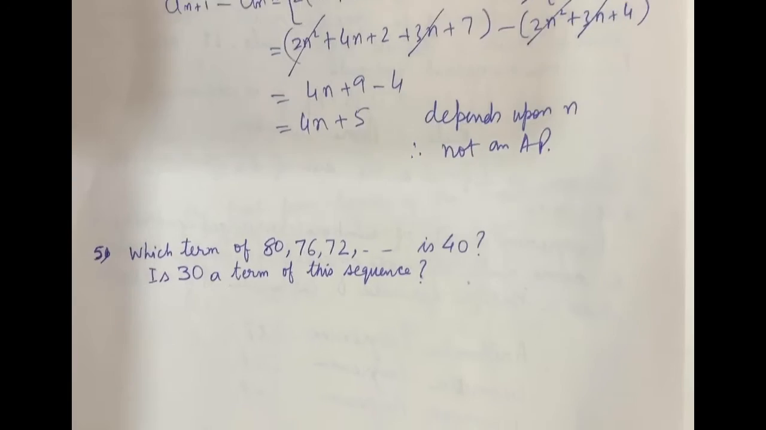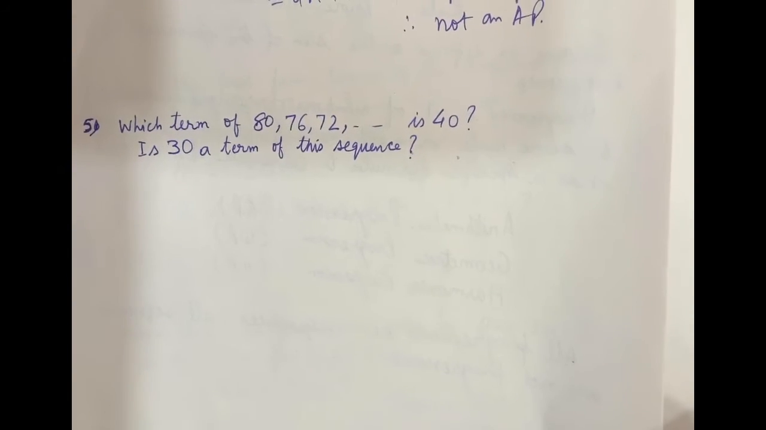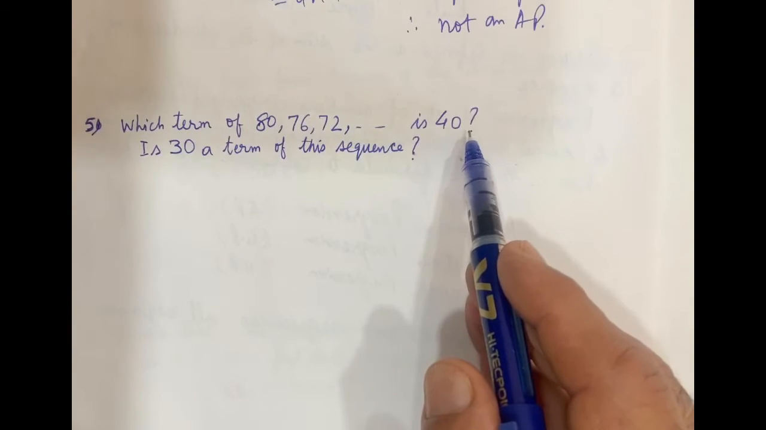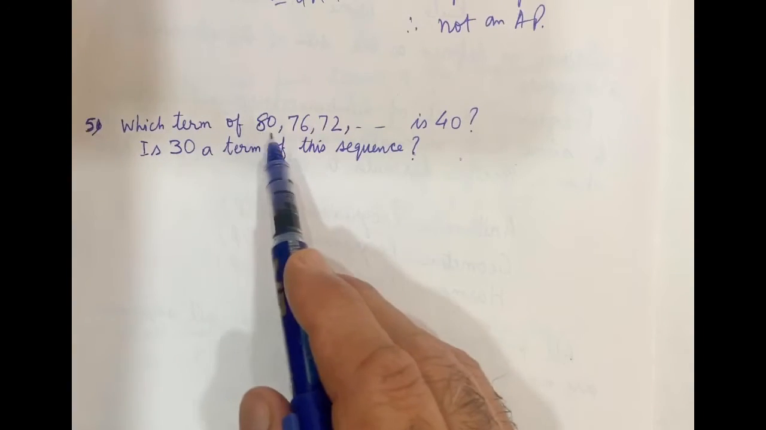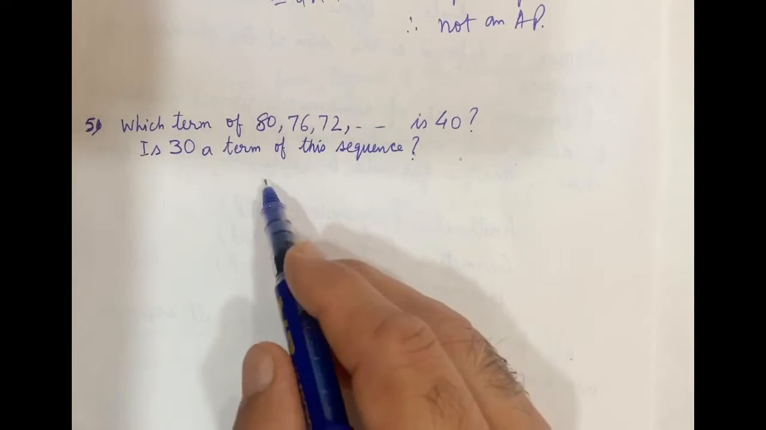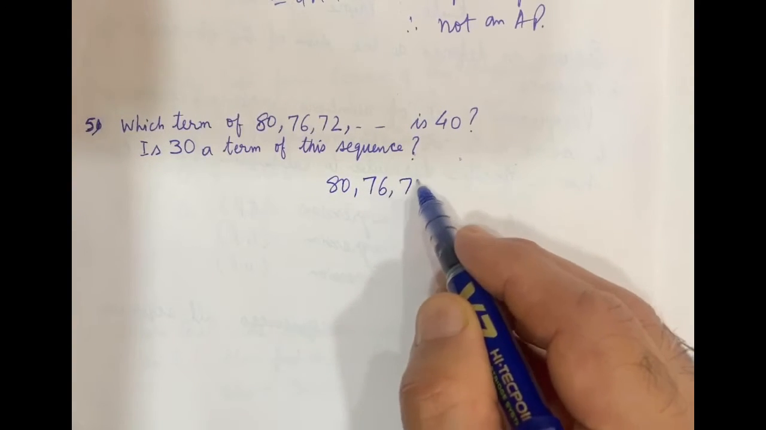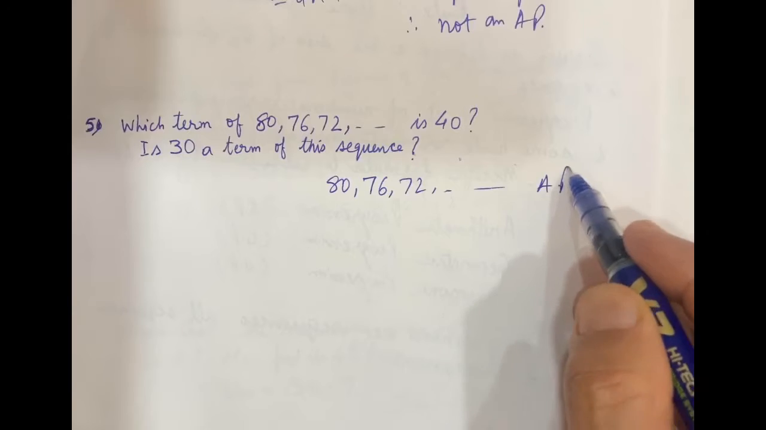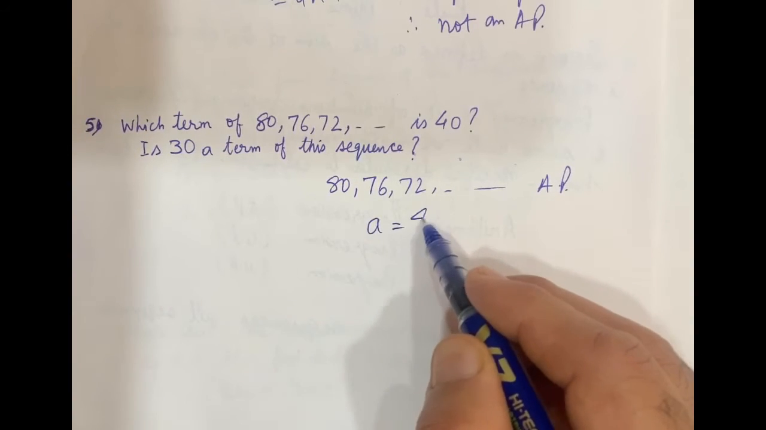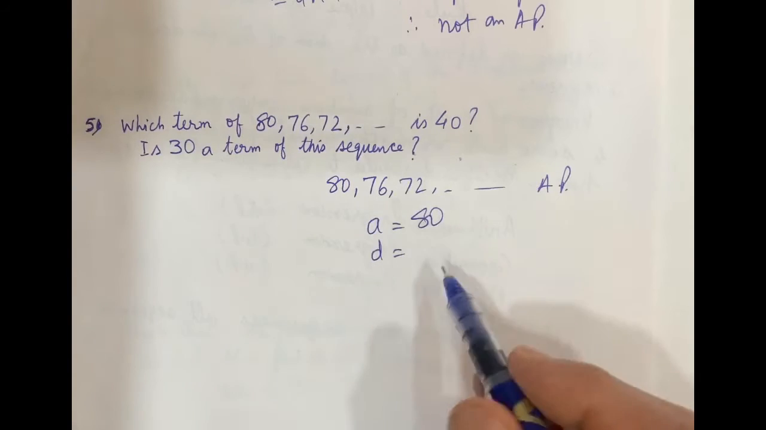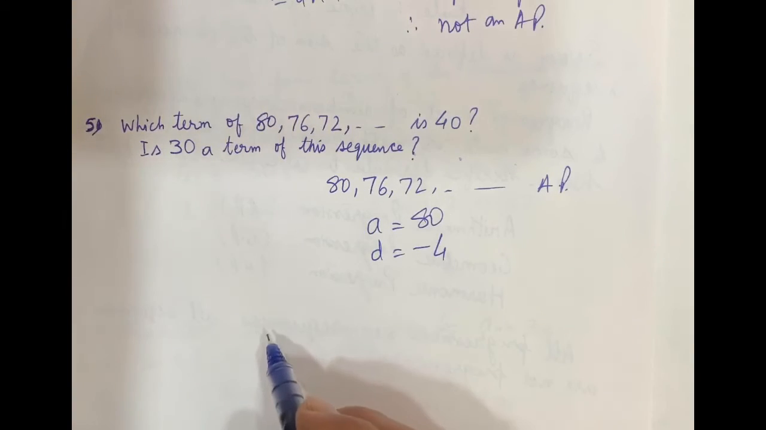The next one, we are given the sequence 80, 76, 72, and we have to find which term of this is 40. So we can see this is an AP, 80, 76, 72 and so on. This is an AP with first term 80 and common difference, second term minus first term, which is minus 4.